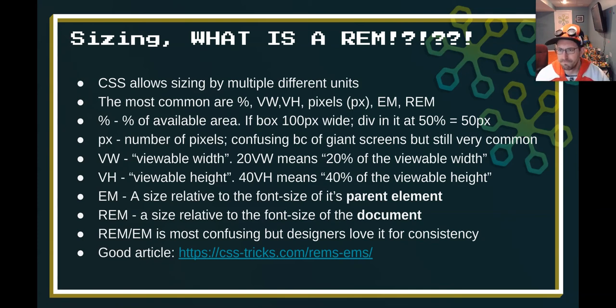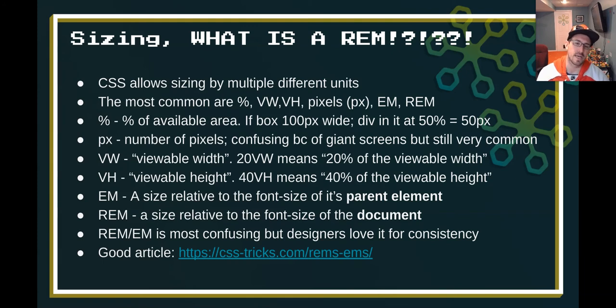They might use different ones, but percent is percentage available. So if I have an image that's inside of a div, and that div says, hey, you are 100 pixels wide, and then the image says, hey, you're 50% wide, that would be 50 pixels because it's inside of a contained box, as the boxes all stack and enclose each other. Then pixels, number of pixels, but that can get really confusing because we have monstrous resolution monitors now, but people still largely do use pixels a lot of times. Then we've got vw, which is certainly less common. I really like using it for things like modals and pop-ups, it is viewable width.